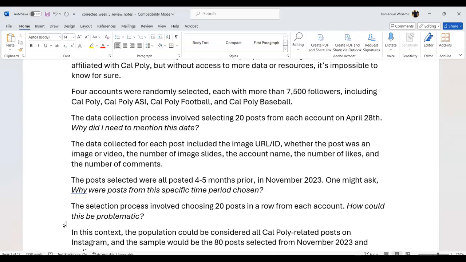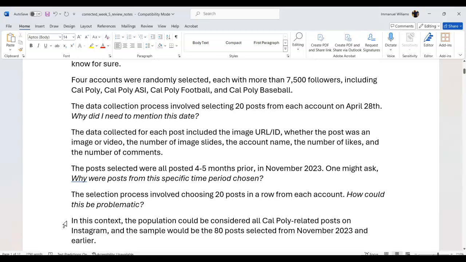The selection process involved 20 posts in a row from each account. How could this be problematic? The reason why this is problematic is because individuals that post, it's seasonal. It could be football season, so all the football people are watching football, so those 20 in a row are going to automatically be very similar to one another. This is not really a random sample, because we did 20 in a row. The reason why I did 20 in a row is because I don't have time to just scroll on Instagram.